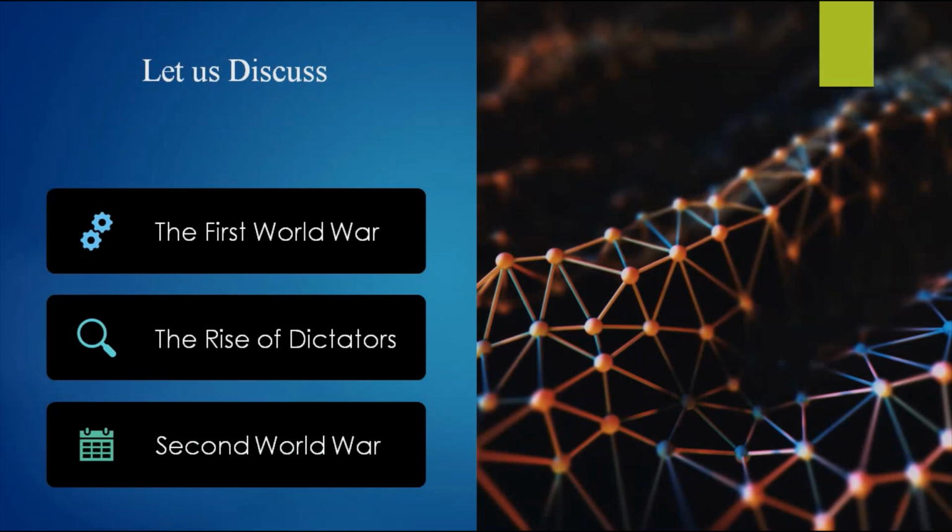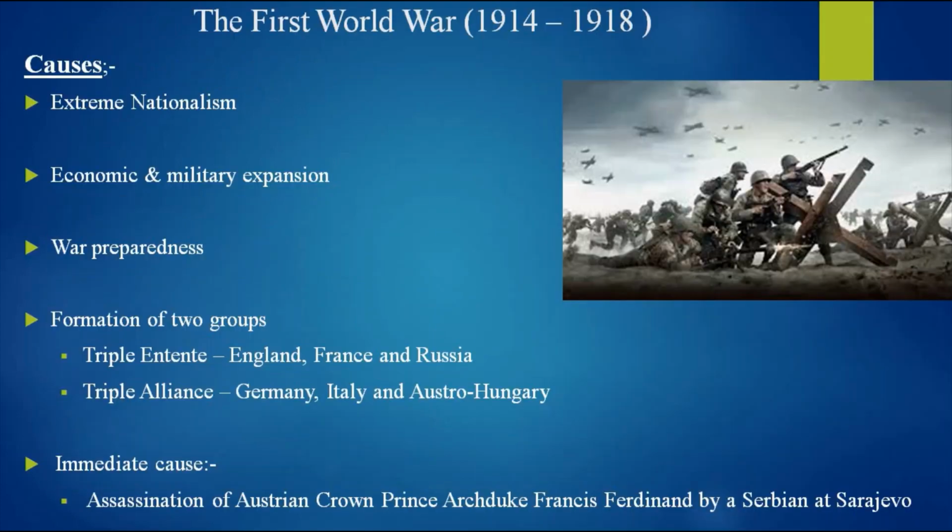First of all, let us discuss the First World War. The 19th century ended with confusion at the beginning of the 20th century. The world observed two world wars, the biggest destruction of the 20th century. For this world war there must be some causes, so let us see which are the causes.